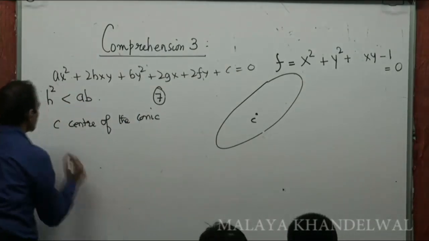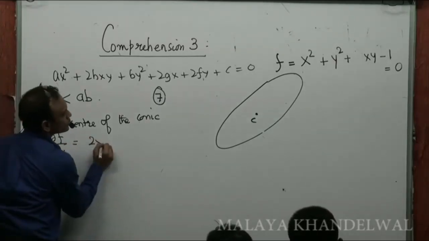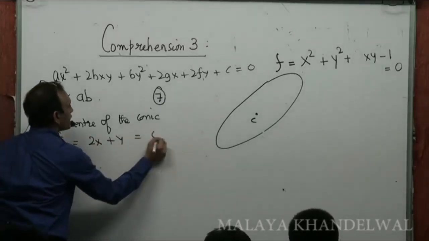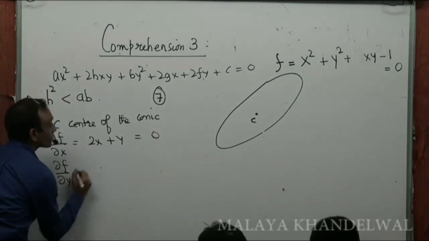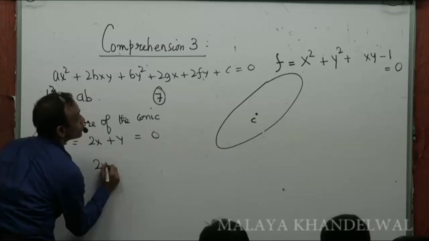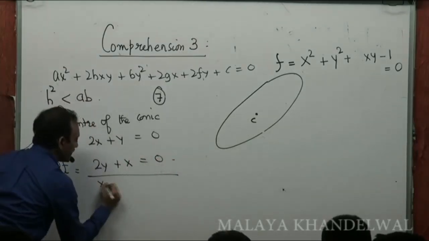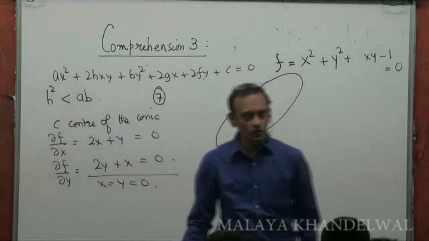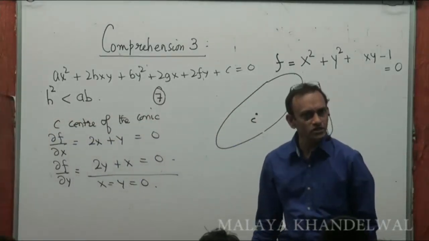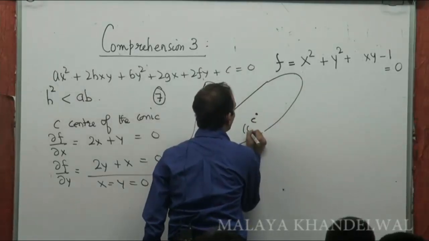Dou f dou x, which is like 2x plus y, must be 0. Dou f dou y, which is 2y plus x, must be 0. So if you solve this, you get x equal to y equal to 0, the center of the conic, yes or no? So the center of the conic is 0, 0.